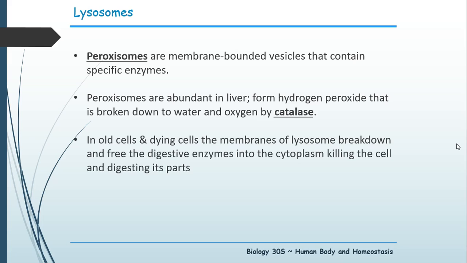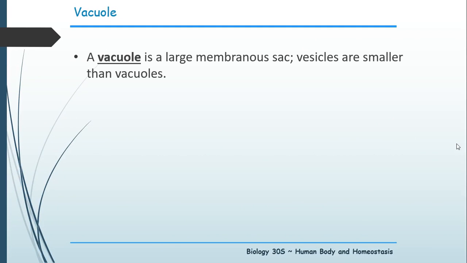In old dying cells, the membranes of lysosomes are broken down. They free the digestive enzymes into the cytoplasm, and it just kills the entire cell, which sounds pretty brutal, but that's a good thing. You want the cell to die when it gets old and be replaced with something that is newer. That leads to a vacuole.